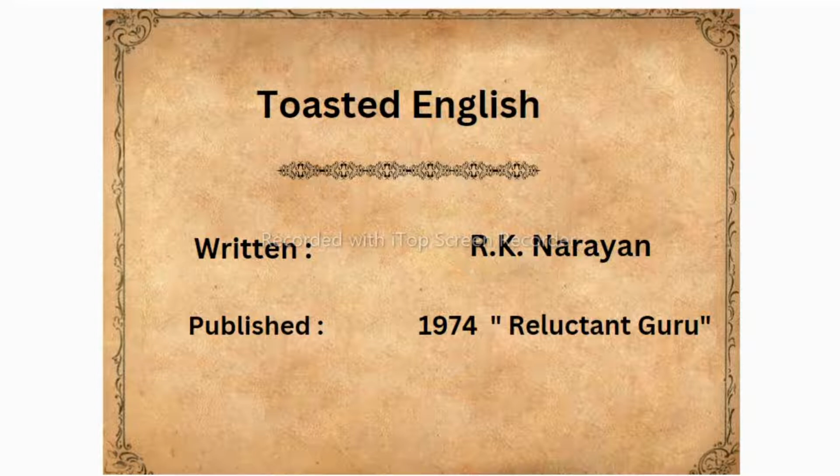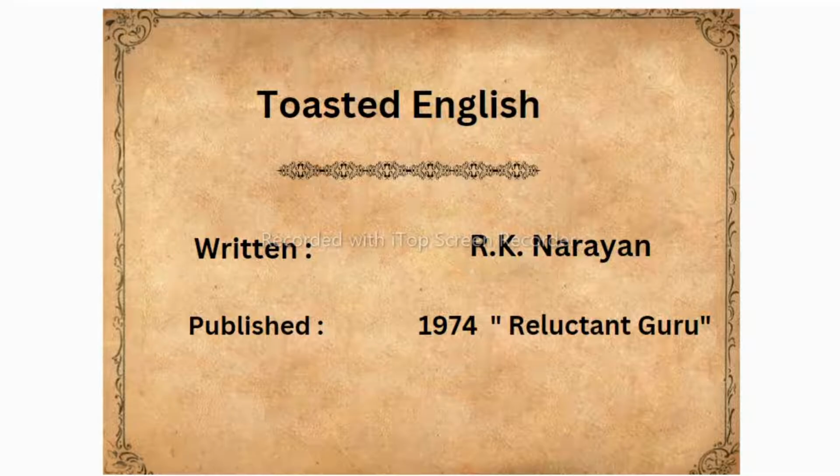Now, let us see the introduction to this essay. This essay, Toasted English, is taken from Narayan's collection of essays titled Reluctant Guru, published in 1974. During his stint as a visiting professor at an American university in 1969, he observed how Americans have adapted British English to suit their needs.